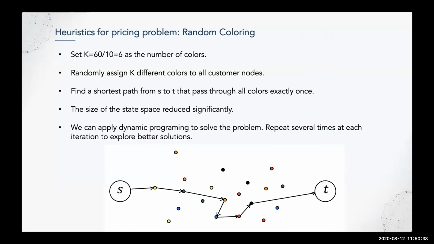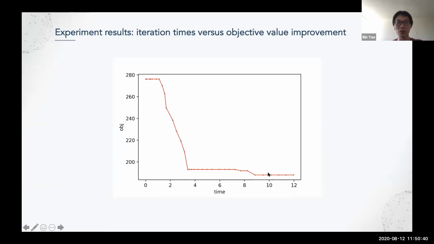So, okay, I will move on to the experiment results. All the results are based on the optimization method I mentioned before. First, you can see the objective value versus the time we use. The value drops very quickly and gradually converges to the optimum. This is an instance with 10 customers, and it can run within 10 to 12 seconds.